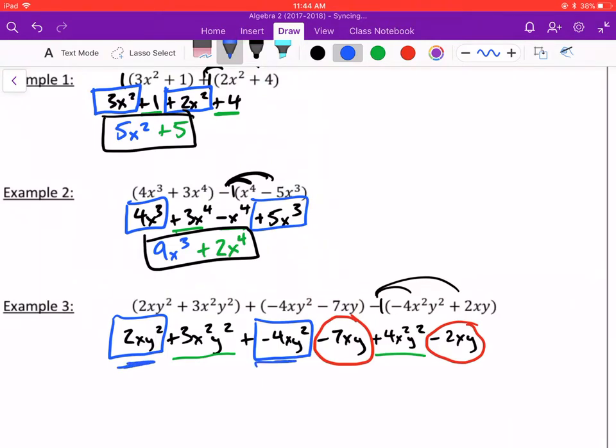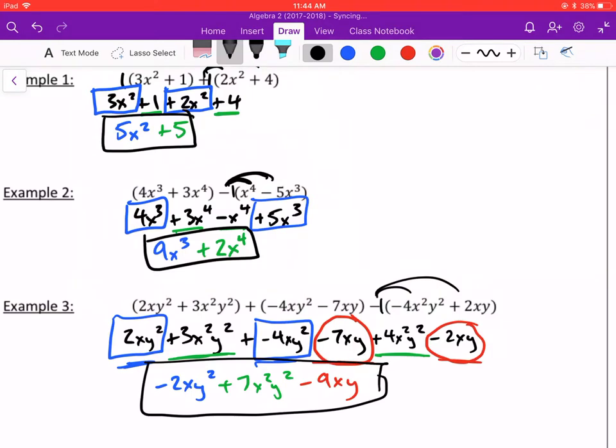2 plus negative 4 is negative 2xy squared. Now let's go and add the next one. 3xy squared plus 4xy squared, positive 7x squared y squared. And then do the circles next. Negative 7 minus 2, negative 7 plus negative 2, negative 9xy. And that would be your answer.